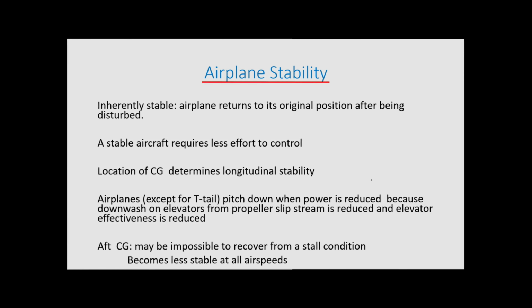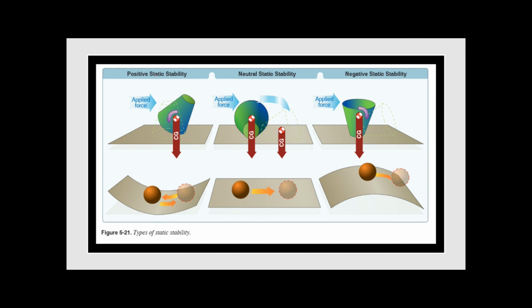Let's talk about stability. There are 3 different types of stability that we think about. There's positive static stability, neutral static stability, and negative static stability. I like to think of it as putting a ball inside of a bowl for positive static stability. If you displace the ball to either side of the bowl, it will generally return back to its original position. That is positive static stability.